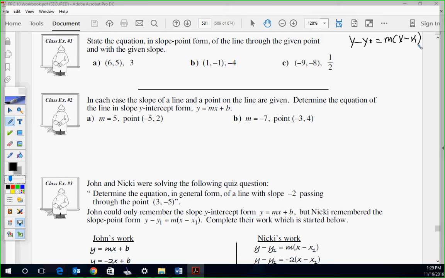So, y minus 5 equals 3. Done. A pause. Questions? Questions at all? So look, this is the slope. y minus the y, which is 5. x minus the x, which is 6. That's the form, that's it.